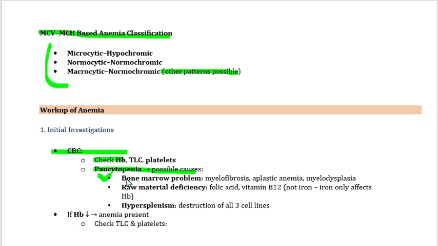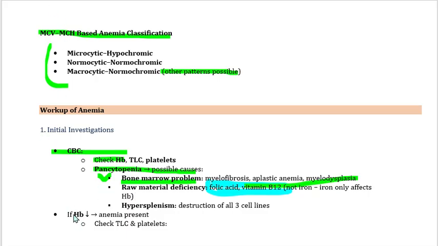First of all, if there is pancytopenia, there can be bone marrow problems like myelofibrosis, aplastic anemia, or myelodysplasia as discussed earlier. There can be deficiency of raw materials, folic acid and vitamin B12, both of them. Not iron, because deficiency of iron only affects hemoglobin or RBCs and causes anemia. But if these two are deficient, then there will be pancytopenia. And hypersplenism, because hypersplenism causes destruction of all three cell lines.